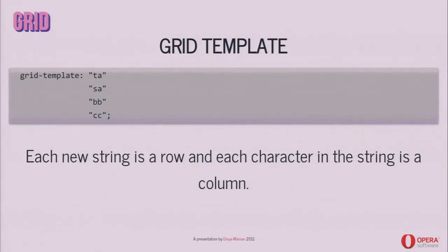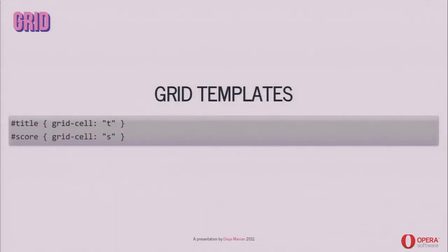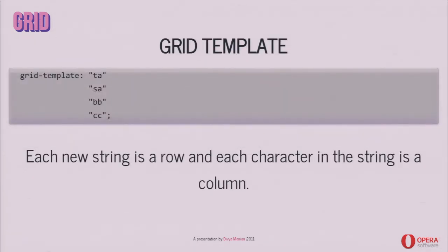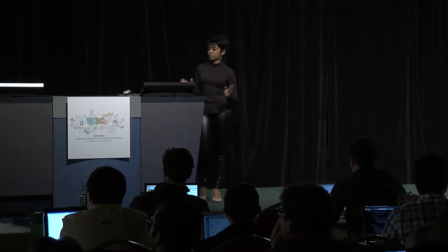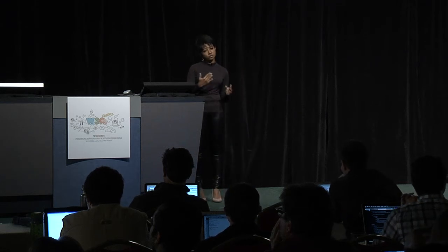Because in the grid template, the T is the first row and the first column. And then, for example, if I want the score to occupy grid cell S, then that would be the second row and the first column. So this is a very easy way of controlling where your content goes and how you're designing your layouts, because it's not following the document flow, or you don't have to adjust for it. You can throw your elements wherever you want them to reside.